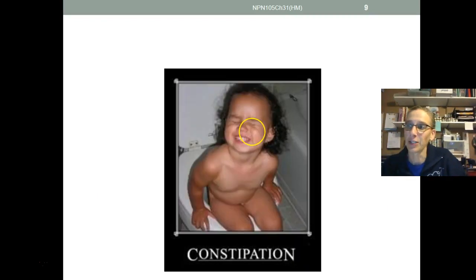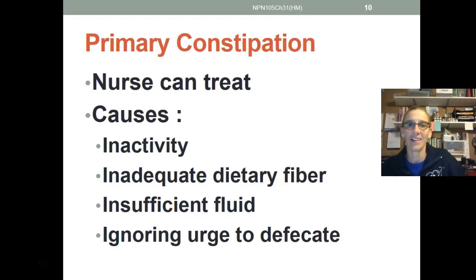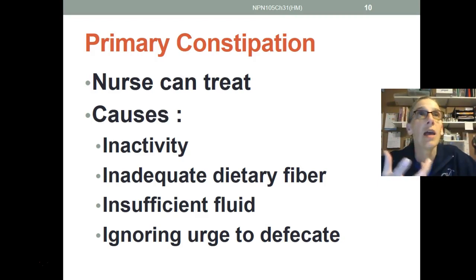Okay, so love my picture here for constipation. All right, so we've got primary constipation. The nurse can treat. Causes of primary constipation will be things like inactivity. When we're inactive, our gut is not moving and we can become constipated. We can easily fix that by encouraging ambulation, and even if it's passive range of motion, rocking, walking, anything we can do to help. Inadequate dietary fiber, insufficient fluids, and ignoring the urge to defecate.